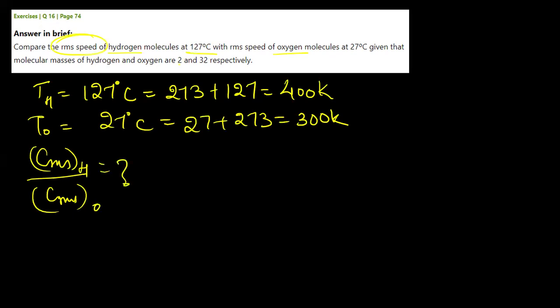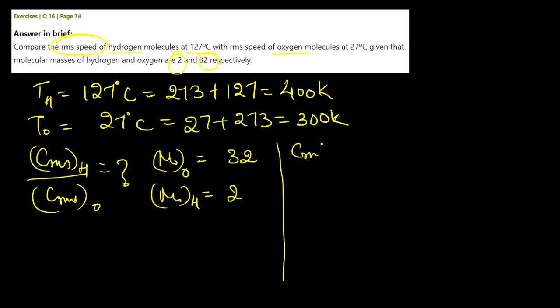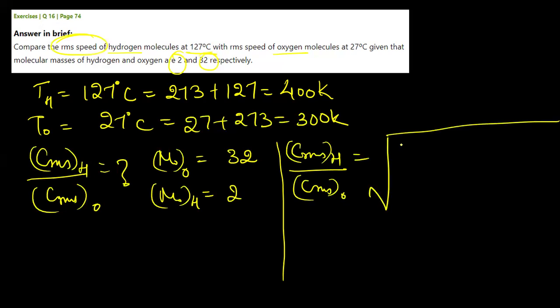Molecular masses are given to you. Molecular mass of oxygen is 32, molecular mass of hydrogen is 2. So I hope you know the formula you are supposed to use. The same formula: CRMS of hydrogen upon CRMS of oxygen will be equal to, I will make one common root, and 3RT of hydrogen upon molecular mass of hydrogen. In the denominator, that is oxygen, I will reverse that.